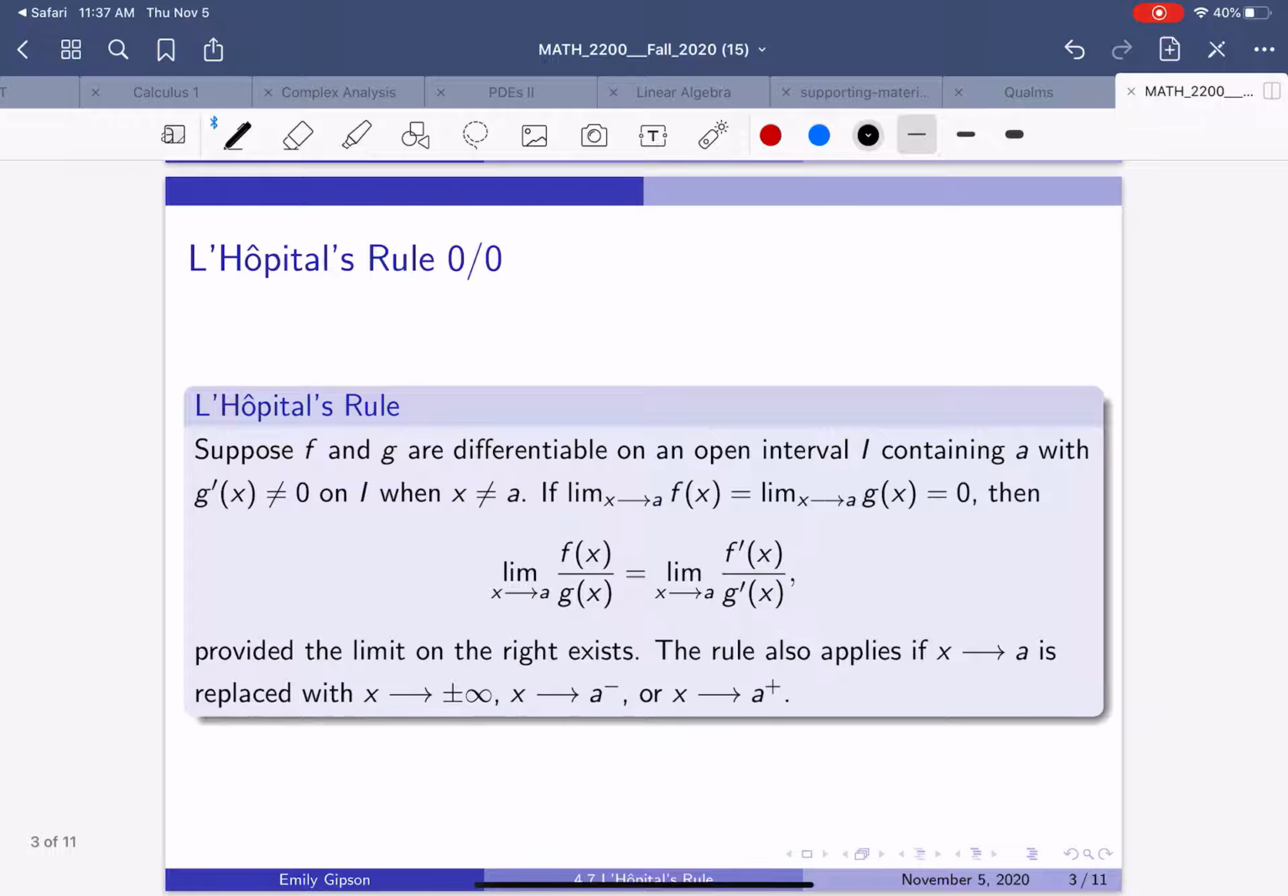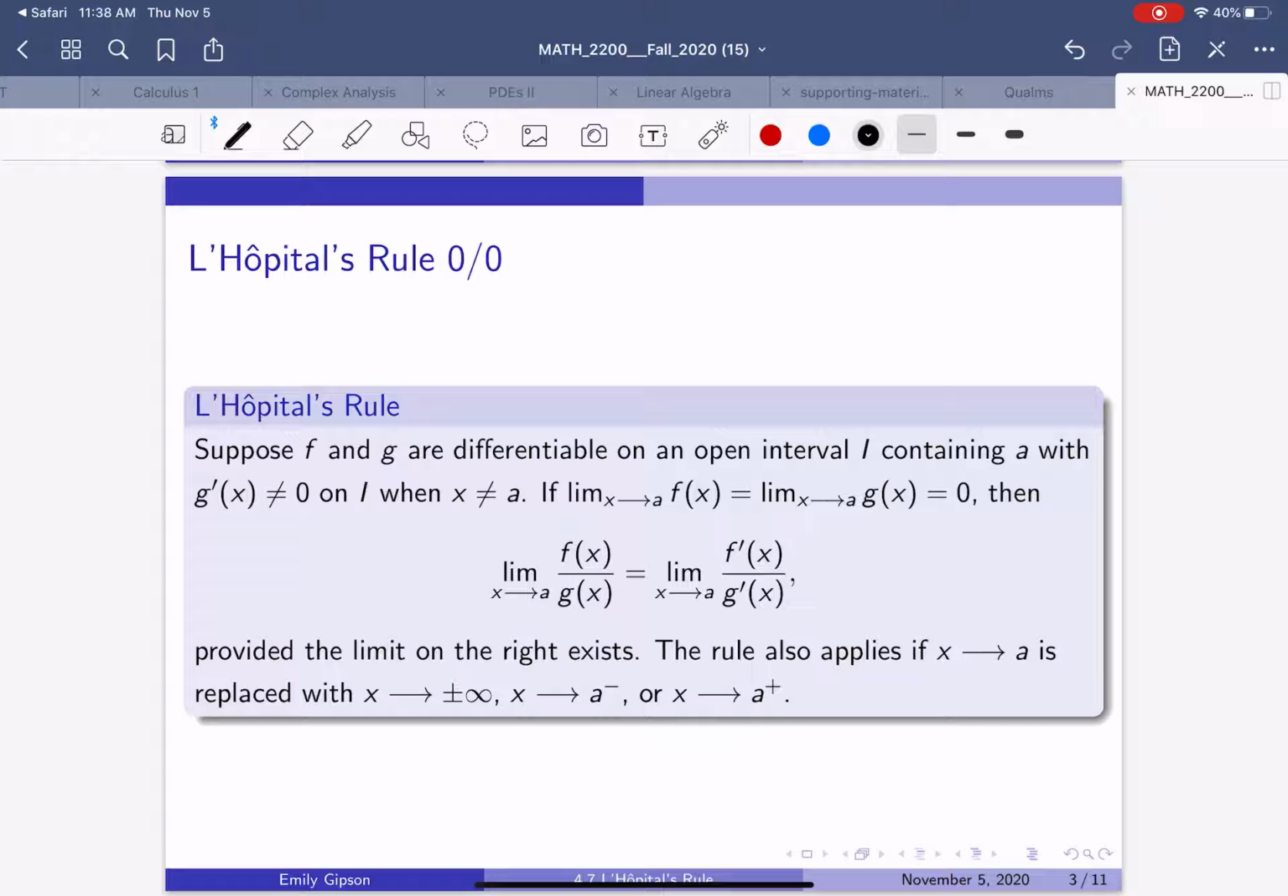So this is for the indeterminate form where we get a 0 in our numerator and a 0 in our denominator. So suppose f and g are differentiable on an open interval I, containing a point a, with g prime of x not equal to 0 on I when x does not equal a. If the limit of f of x and the limit of g of x both equal 0, then we can say that the limit as x approaches a of f of x over g of x is equal to the limit as x approaches a of f prime of x divided by g prime of x.